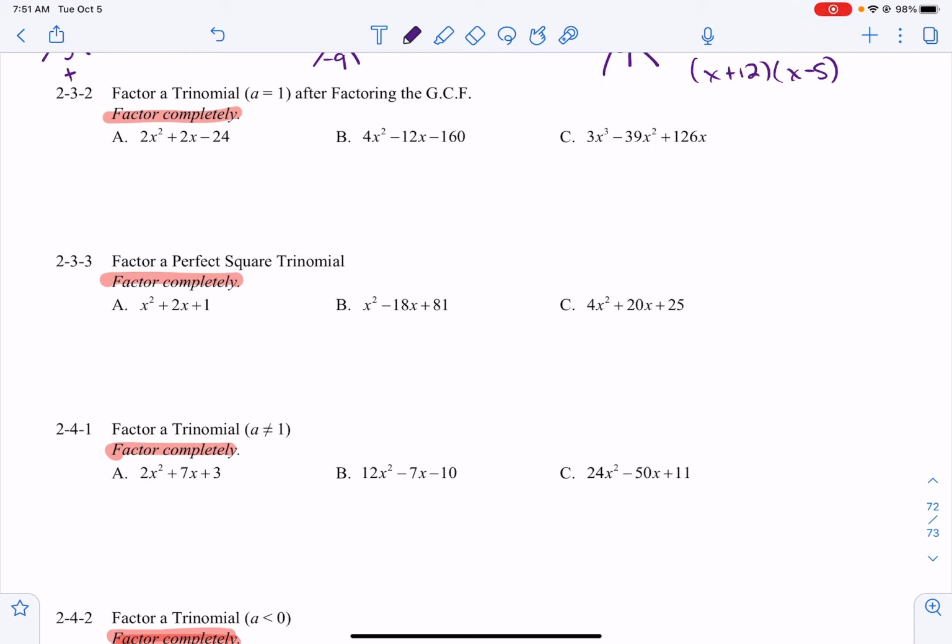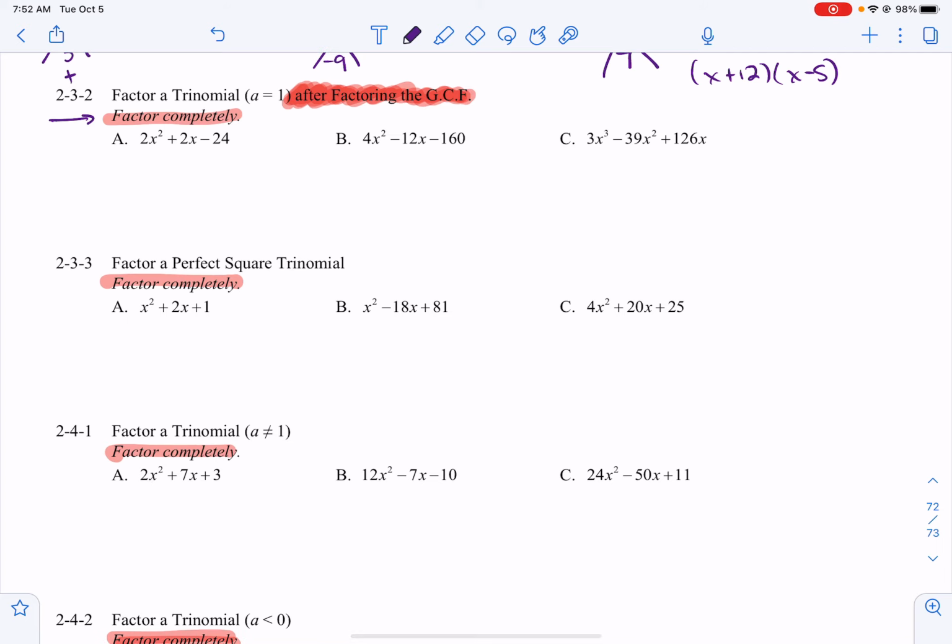232, factor completely. Now, this one in the review gives you a little bit of a hint: after factoring the greatest common factor. So it is telling you, hey, guess what? On these problems, there's a greatest common factor to worry about. On the test, it's not going to say that. It's only going to say factor completely. So make sure you try to look for a greatest common factor before every problem. So 2x squared plus 2x minus 24. A 2 goes into all of those numbers, so I'm going to factor out a 2.